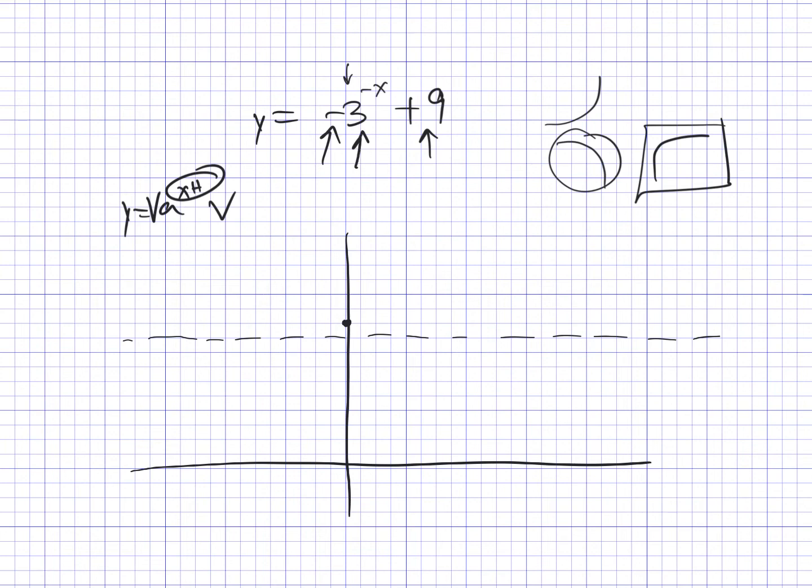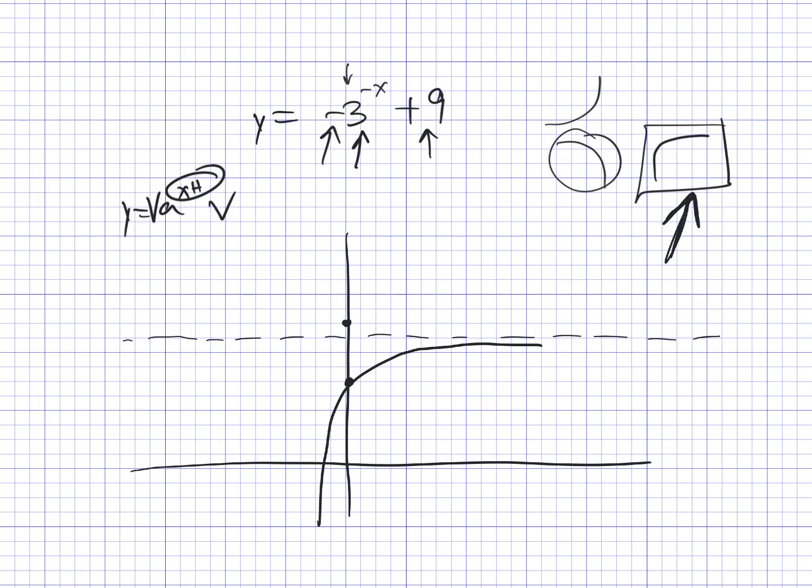You also have a vertical stretch of 3, so now you actually have to plot a point. Plug 0 in for x and see how much that stretched it. Negative 0 is 0, 3 to the 0 is 1, and you have a negative in front of it. So that's -3 plus 9, which is 6. So 6 is right here. It's a good thing you didn't put that point up there. This is what we're looking at. So it goes like this.